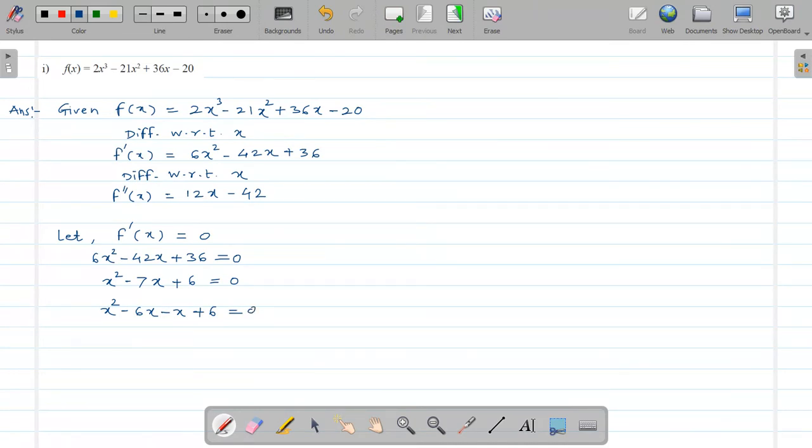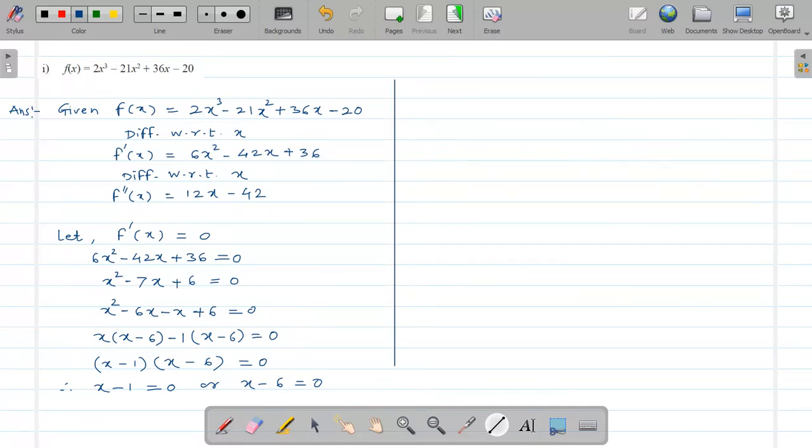Split the middle term like this. Now take common: x is common from the first two terms, then from the second two terms you will get minus 1 common, and in the bracket x minus 6, which is equal to 0. So hence you will get x minus 1 into x minus 6 is equal to 0, from which you can say that x minus 1 is equal to 0 or x minus 6 is equal to 0. Okay. Now from this you will get the values of x. X is equal to 1 or x is equal to 6.